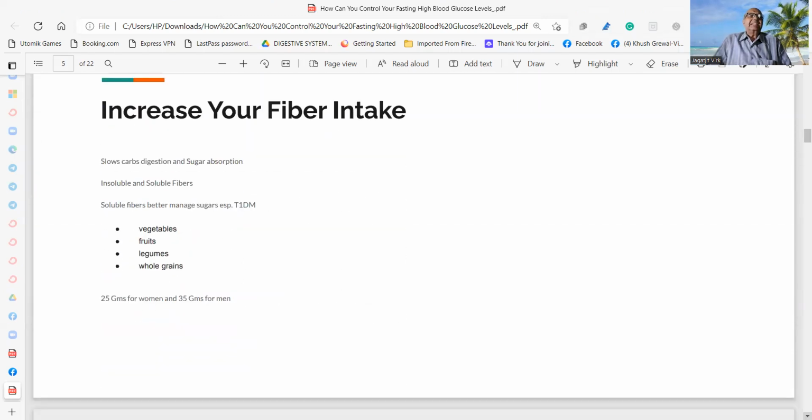Increase your fiber intake. The fiber slows the carbohydrate digestion and sugar absorption because it inhibits rapid absorption of your carbohydrates. There are two types of fibers, insoluble and soluble fibers. Soluble fibers are better for managing your sugars, especially in type 1 diabetes mellitus. We can get the fibers from vegetables, fruits, legumes, and whole grains. 25 grams of fiber is required for women and 35 grams for men.